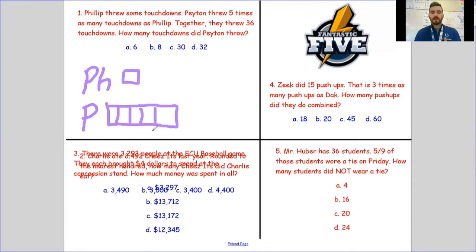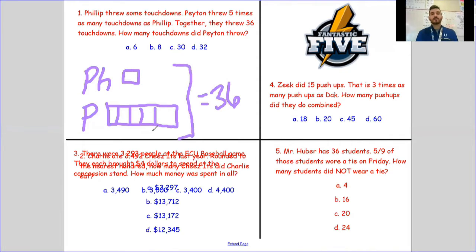Pull it out. Now we're not going to use the 5. We already used the 5. 5 times as many gave us the picture. The only other number that it gave us is 36. Now you got to know what that 36 represents. In this case, it says together they threw 36 touchdowns. So it doesn't just belong to Philip, it doesn't just belong to Peyton, it belongs to both of them.